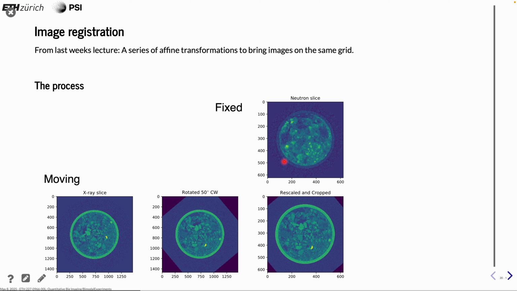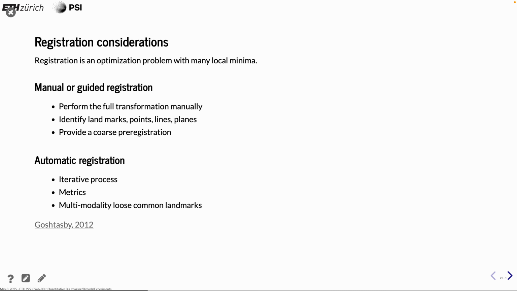The problem when you do this is that some features, like the container, are not very well visible in the neutron image, whereas they are very visible in the X-ray image. And this gives you trouble when you try to do the registration. So there are different ways you can do it. We learned already that registration is an optimization problem, and thanks to the nature of images, it's very easy to have many local minima in this optimization process. In some cases, a good starting point may even be a manual or guided registration, so you're closer to the true minimum. And then afterwards, you can get the automatic part running.